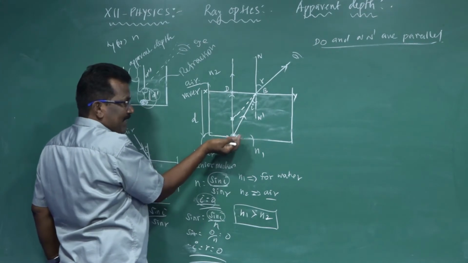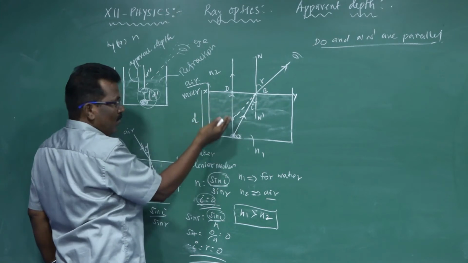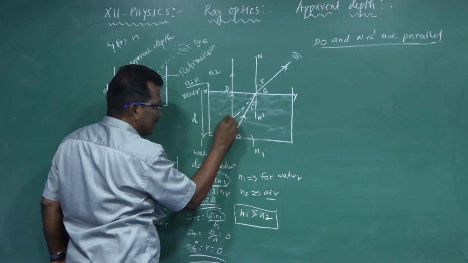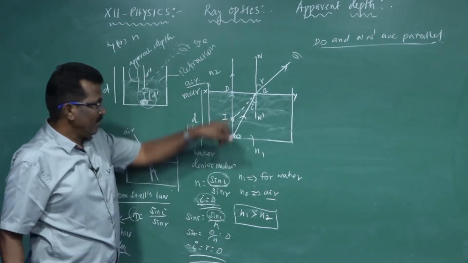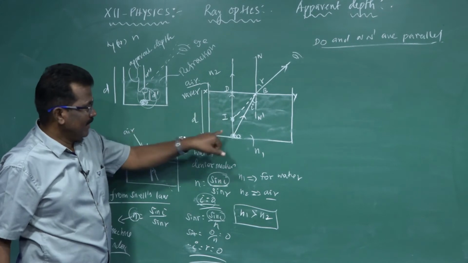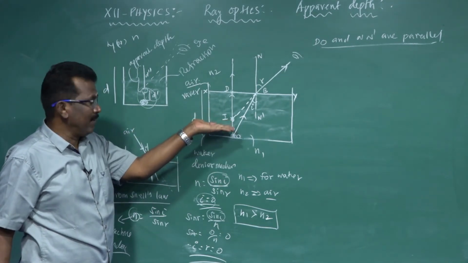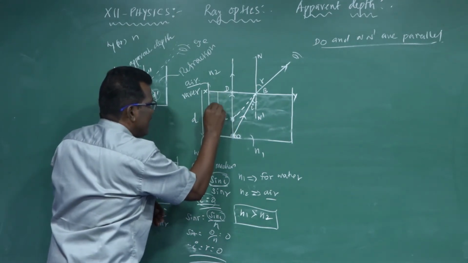The level of the object is rising. It appears to rise, not its actual position. Now the position is I. I represents the image. When water is poured in, the image of the object is a little bit raised. This distance is called d prime.